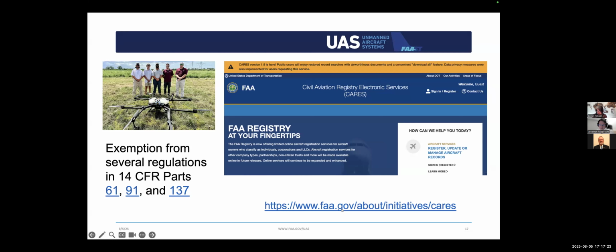CARES is the Civil Aviation Registry Electronic Services, which offers limited online aircraft registration services for aircraft owners who classify as individuals, corporations, and LLCs. These folks can submit their aircraft registration applications online, and you can upload legal and supplemental documents, receive auto-generated notifications, request N numbers, make online payments, and so create your account if that's what you plan on doing in the ag world.